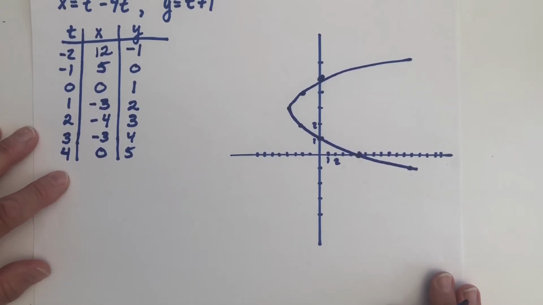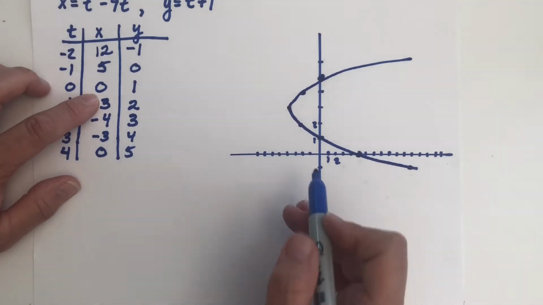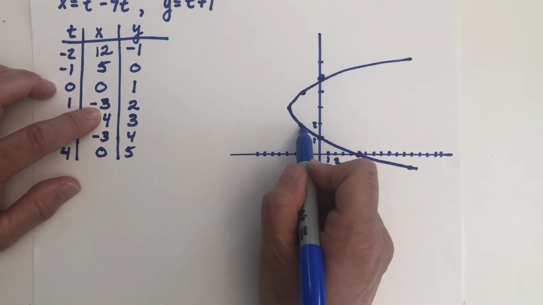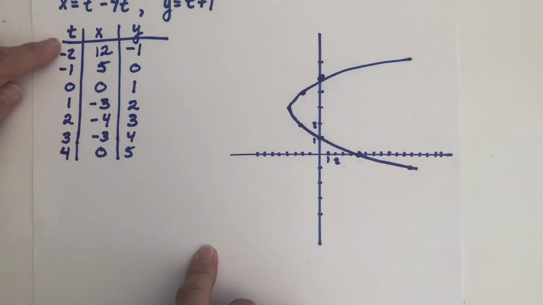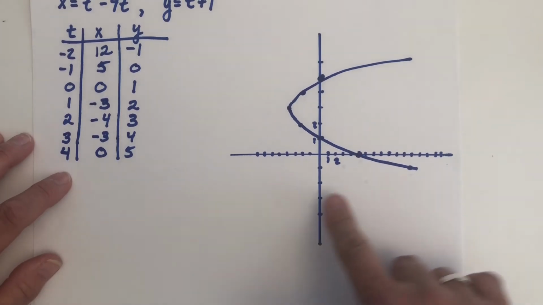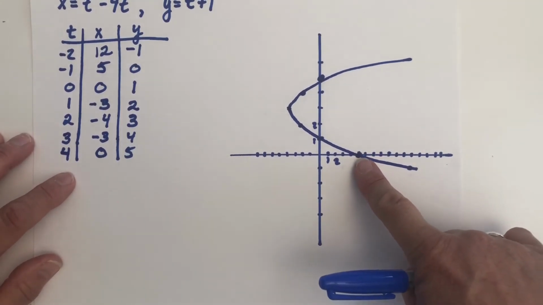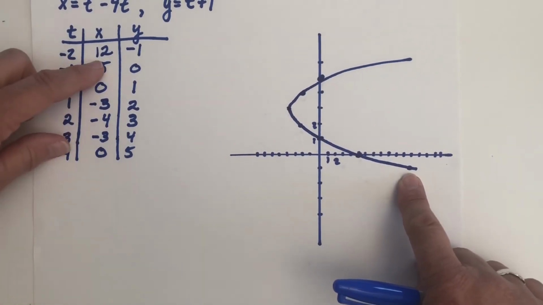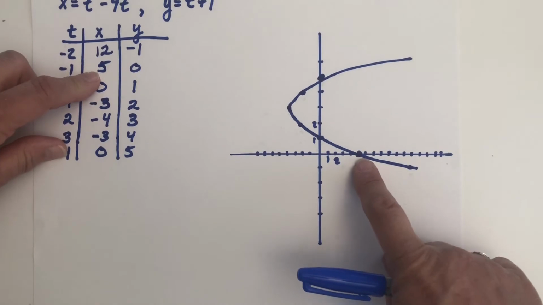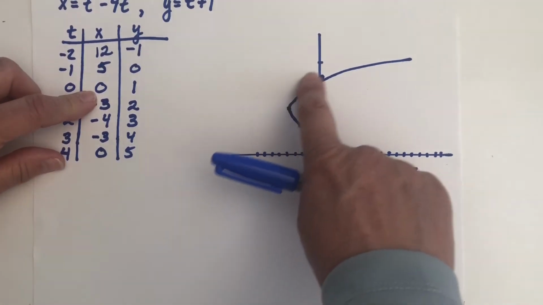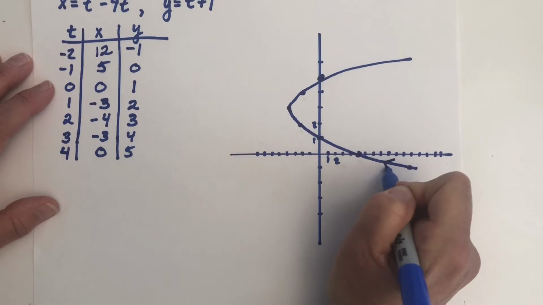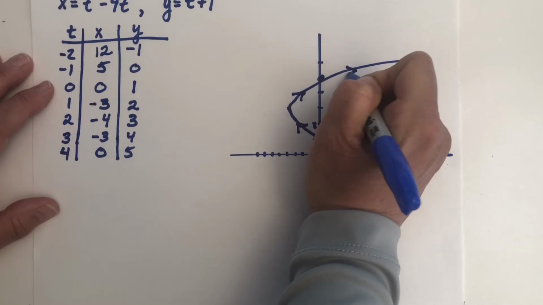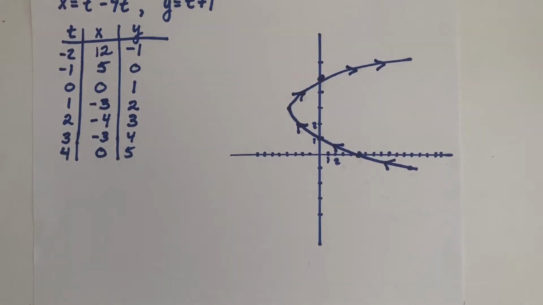But let's see, what's our orientation? We have 0, 1, and then it went to -3, 2, and then it went to -4, 3. As your t values get bigger, our graph is going this direction. We started here at -2, we were at 12, -1, then we're at 5, 0, 0, 1, and we're moving our path in this direction. So we would want to show someone reading our graph that that's the look of the plane curve.